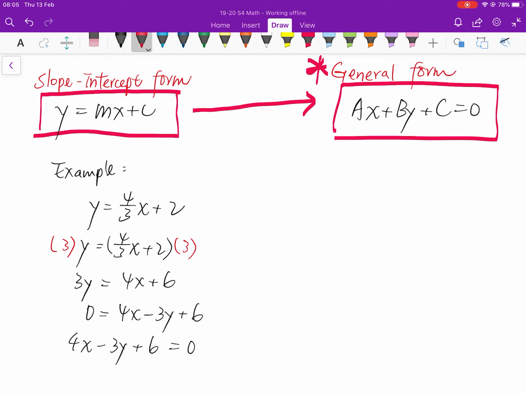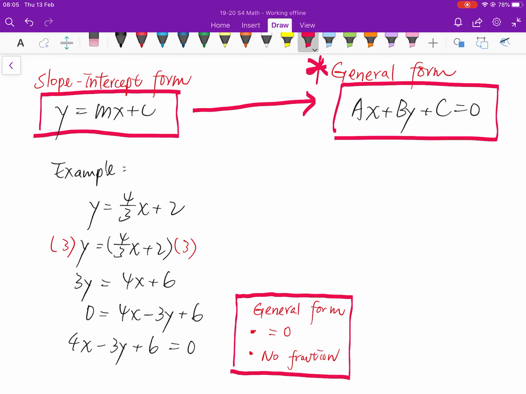How can we know that we have finished the question? We can check. For a general form, there are two standards. The first standard is the equation must be equal to 0. And next, there are no more fractions. This is the rule for a general form, for you to check if we have finished the step or not.